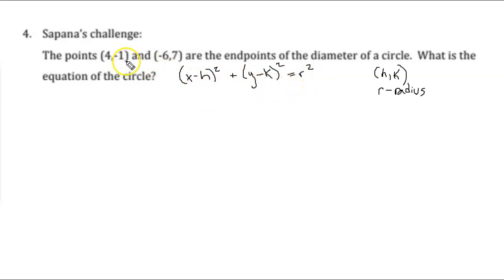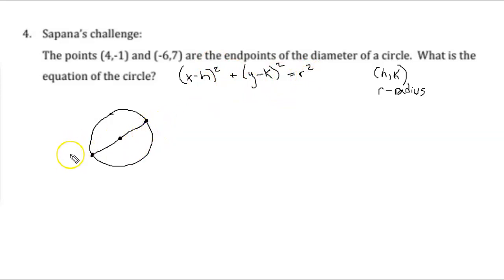Now, she did not give us the center, and she did not give us the radius, but she did give us 2 points that are on the ends of the diameter. So if they're the ends of a diameter, we know a couple of things. We know that they are on the circle. We know the diameter always goes through the center. We know that the radius is half of the diameter. And we know that the center must be the midpoint of the diameter. So even though she didn't give us directly the radius and the center, I do think we have enough information to get what we need.